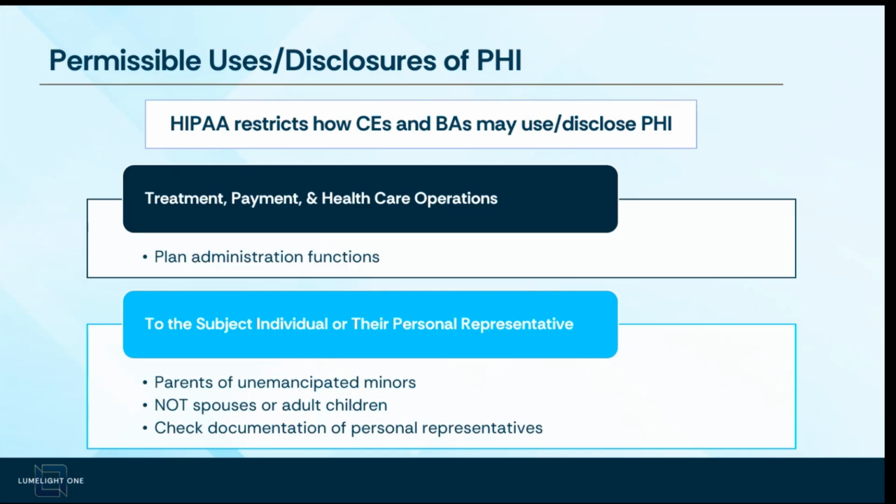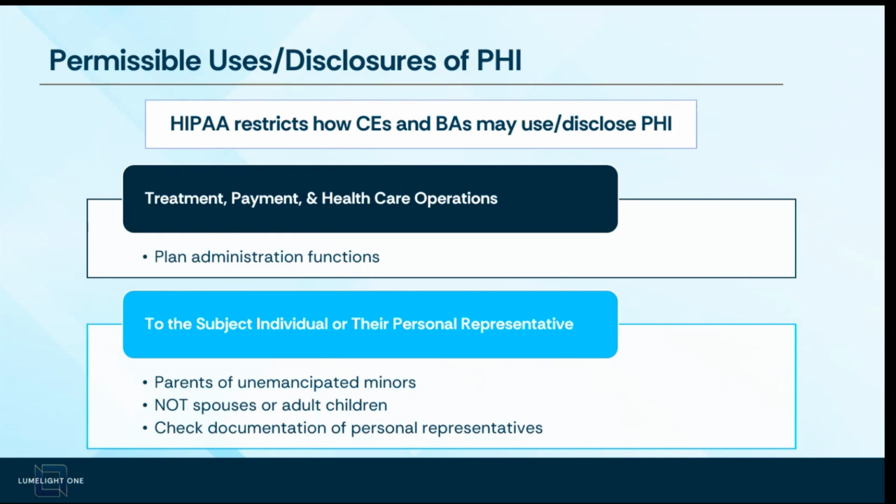HIPAA does permit the health plan, as a covered entity, to share PHI with the employer as plan sponsor in order for the employer to perform plan administration functions to keep the plan running, most often performed by HR or the company's benefits department.